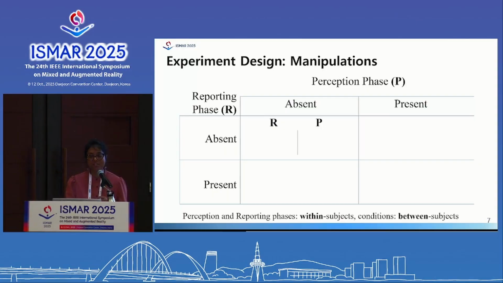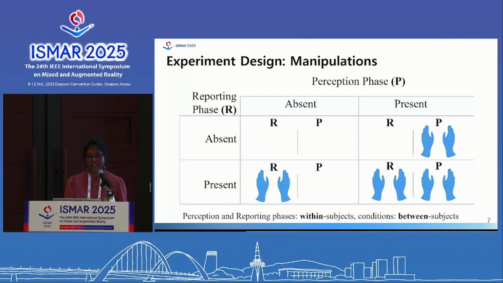For hand avatar visibility manipulation, in the first condition, hand avatars were not visible in both phases. In the second condition, hand avatars were visible only in the perception phase. In the third condition, hand avatars were visible only in the reporting phase. And in the fourth condition, hand avatars were visible in both phases.